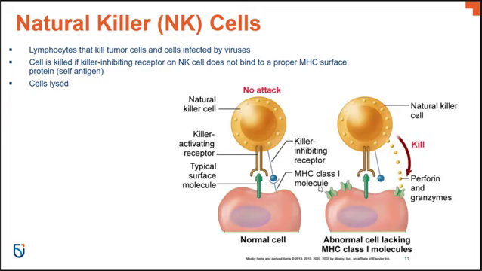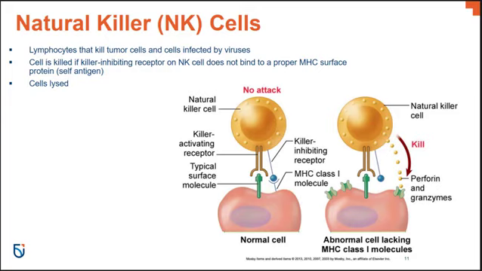MHCs, or major histocompatibility complexes, are surface proteins on all normal cells and are unique to each individual person. So, normal to you. Only abnormal and foreign cells fail to bind to that killer inhibiting receptor and are therefore killed by a natural killer cell. So you can see in this example, here's an abnormal cell. The killer activating receptor binds to its surface molecule, and the killer inhibiting receptor does not bind to anything, so the natural killer cell gets the go-ahead to kill that cell.